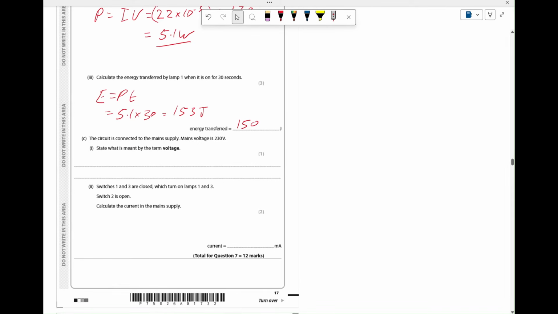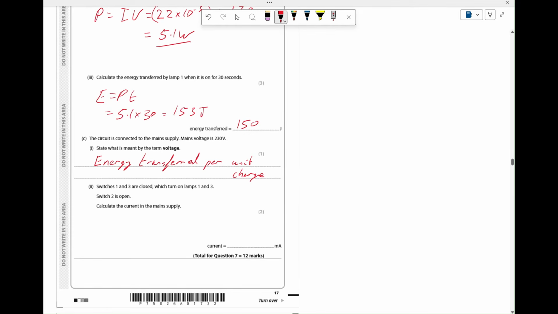The circuit's connected to the mains. State what is meant by voltage. Make sure you know this. Textbook definition: voltage is the energy transferred per unit charge.